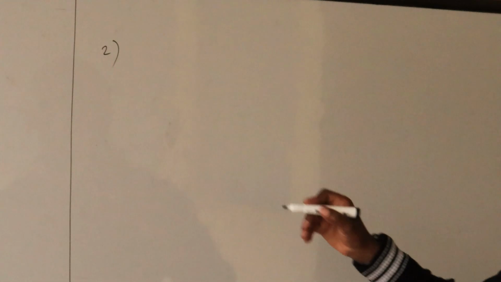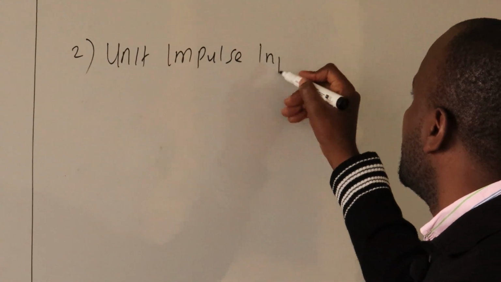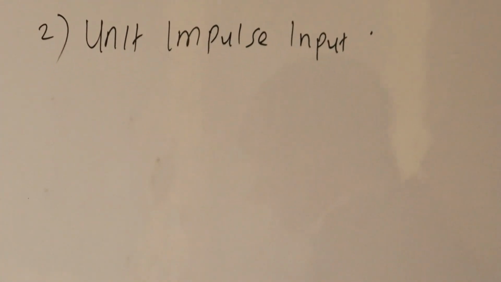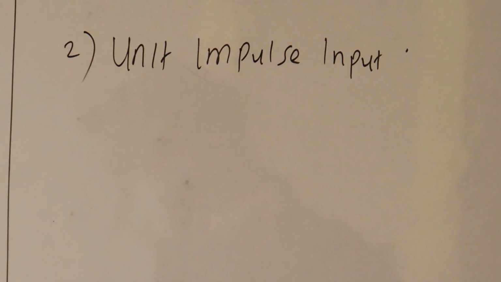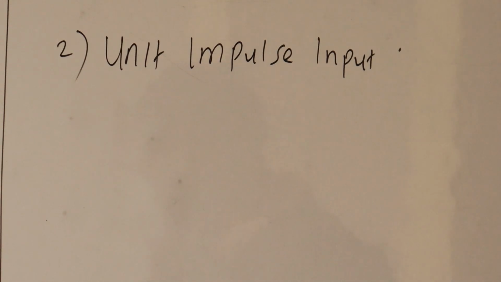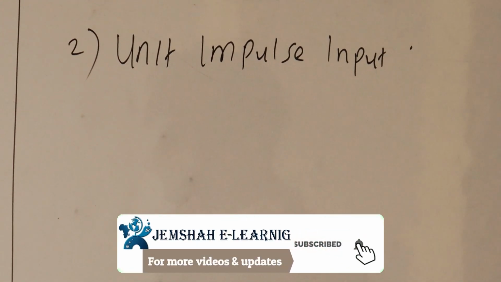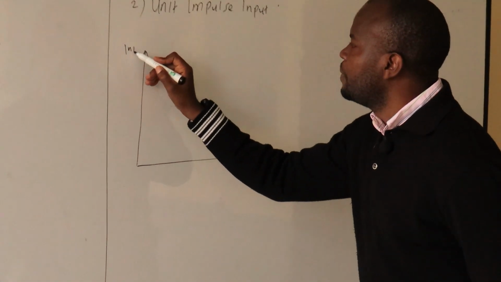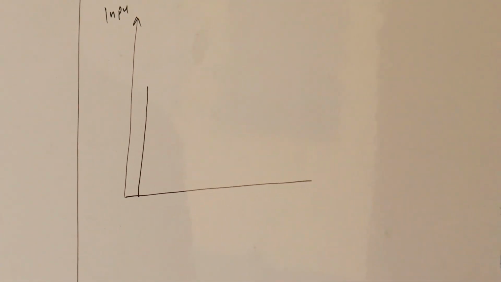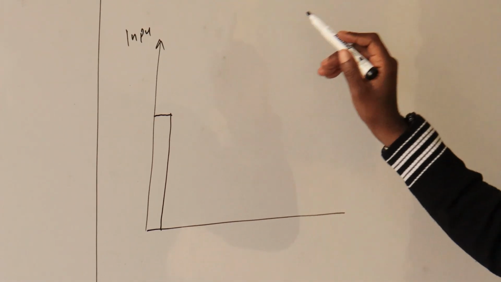The unit impulse input. This one is just a special type of pulse which starts ideally at t equals 0, and it has an infinite height and a duration again of 0 time. So we are talking about an input like that: this is the input, then it rises to infinity. For us to define it, we usually talk of it as the unit impulse input.